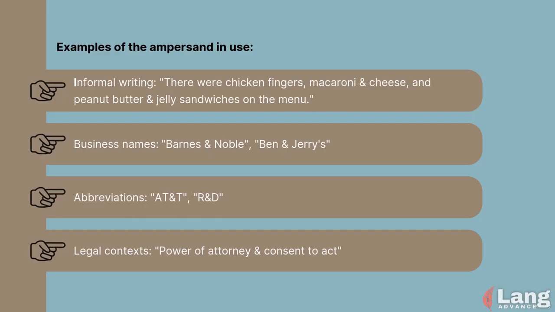Examples of the ampersand in use. Informal writing: There were chicken fingers, mac & cheese, and peanut butter & jelly sandwiches on the menu. Business names: Barnes & Noble, Ben & Jerry's. Abbreviations: AT&T, R&D. Legal contexts: Power of attorney & consent to act.